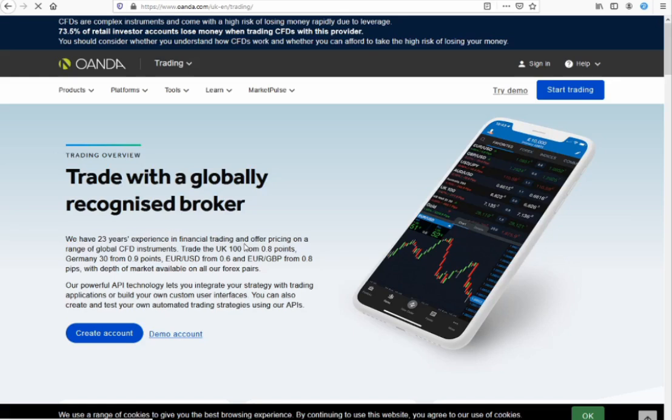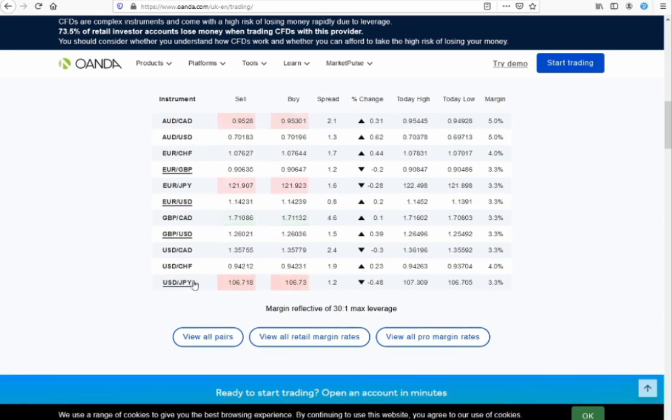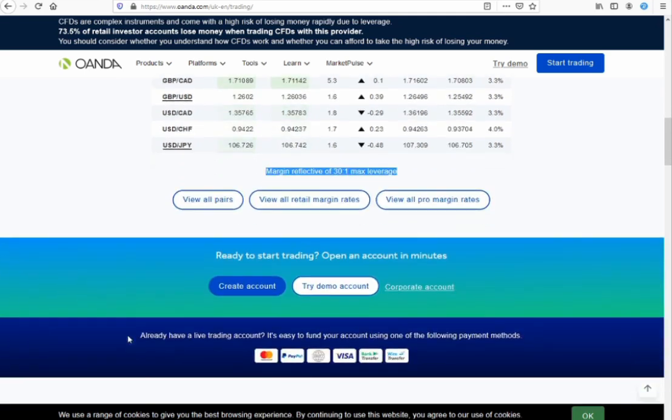So let's look at what they say in the trading of the CFDs. Okay, trade the UK 100. So this is a UK index, a Germany index, to give an indication of their spread. You can trade currency pairs, euro dollar, euro GBP, and the pips spread. So they talk about spreads. These are all currency pairs. Retail margin rates, view all pairs. Okay, maximum leverage, margin reflective of max 30-to-1 leverage. So here they talk about the margin required on a 30-to-1 leverage. So that may be the maximum they give. I think in the UK they're a bit more conservative, but I still thought that they would offer 50-to-1 leverage.